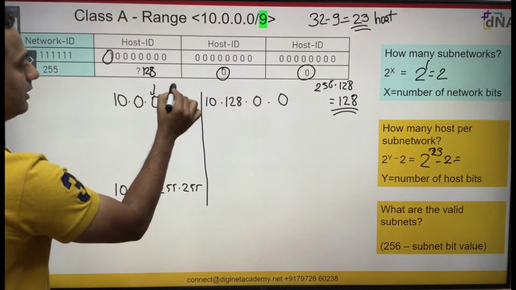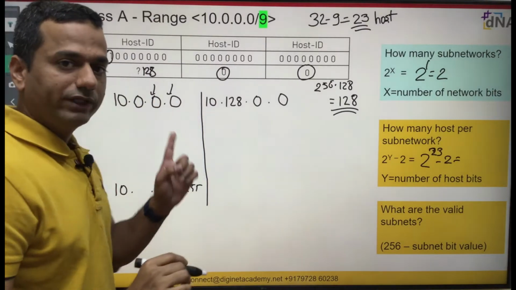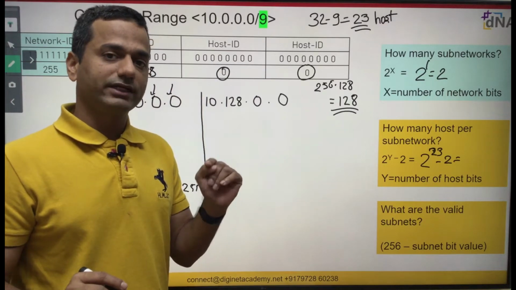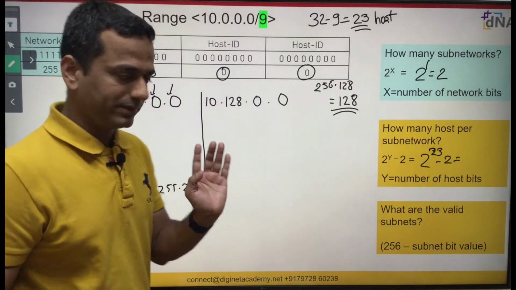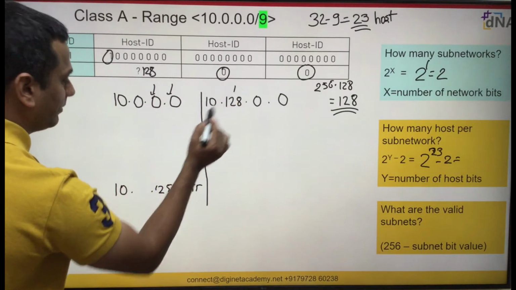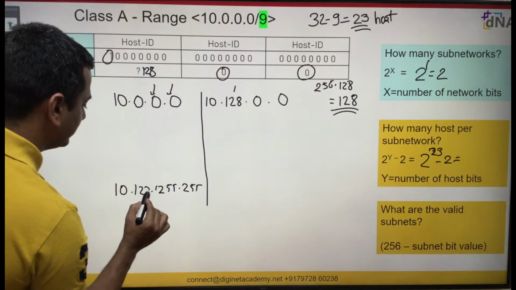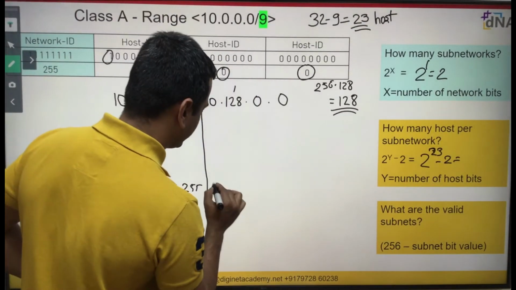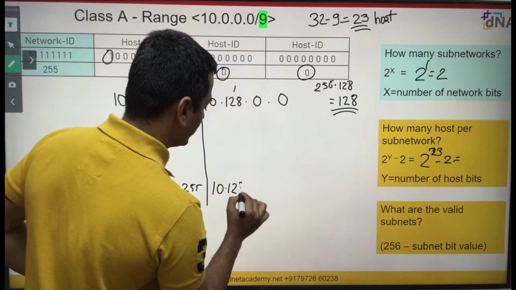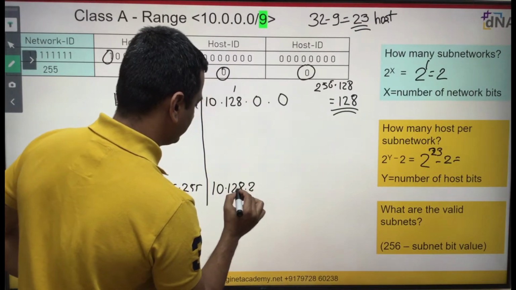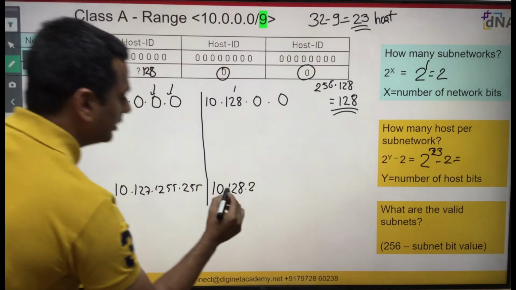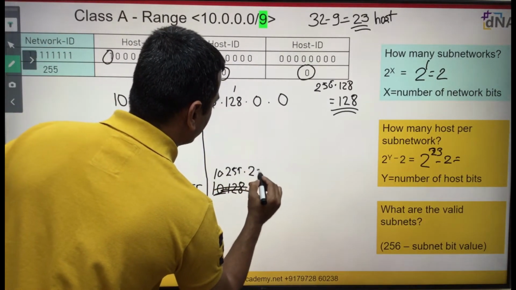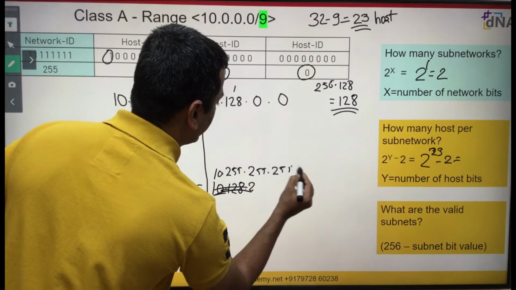Because the third and fourth octet is my purely host portion. When host bits are all set to 1 means broadcast. When host bits are all set to 0 means network ID or subnetwork ID. Then the IP before 128 is 127, that is my broadcast. So what is the broadcast of your second network? Of course, second network means last network. 10 dot 255 dot 255 dot 255.